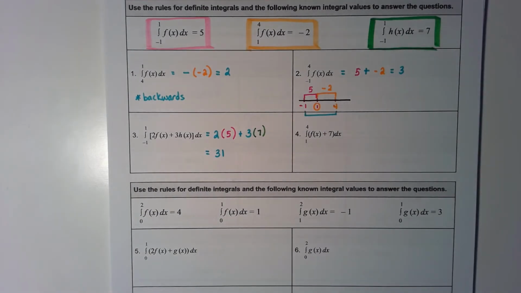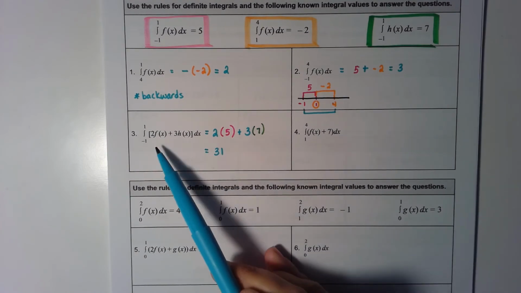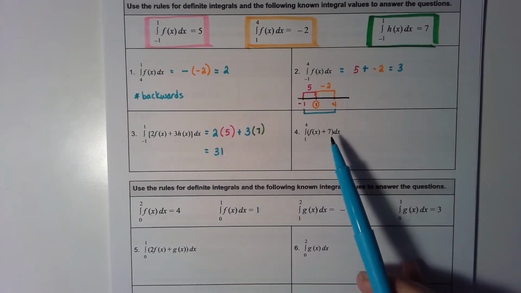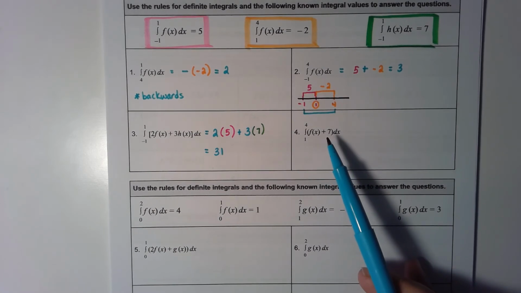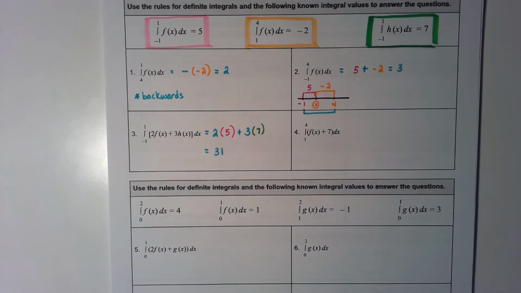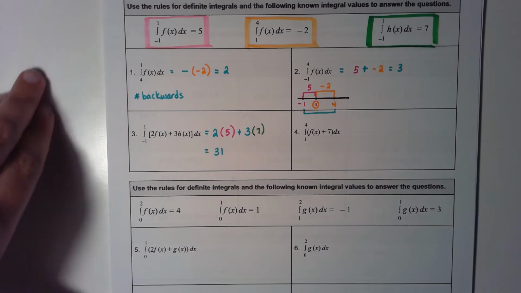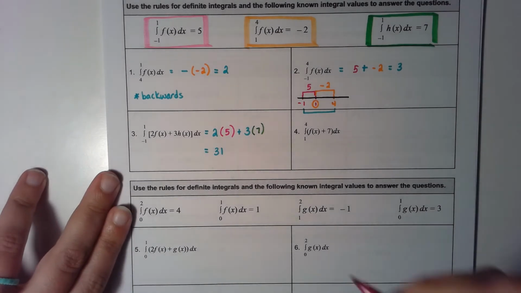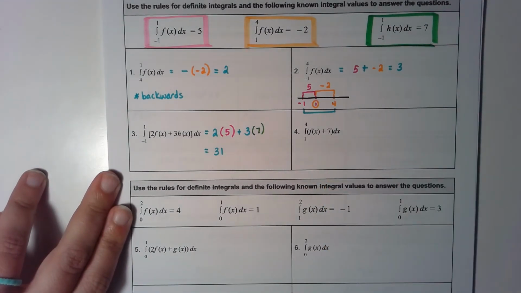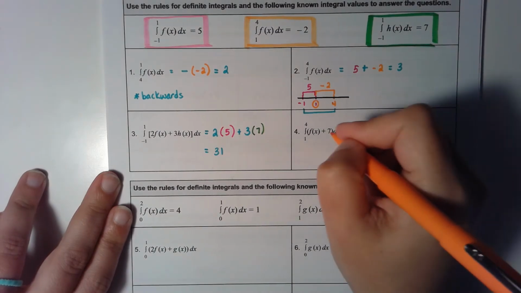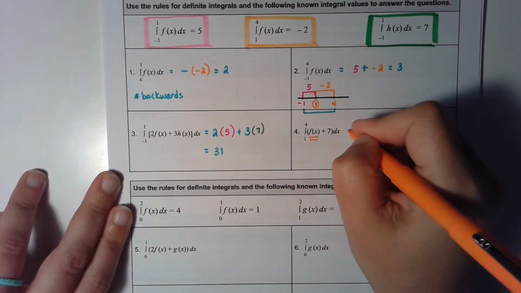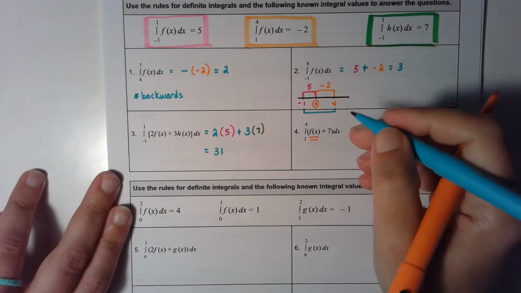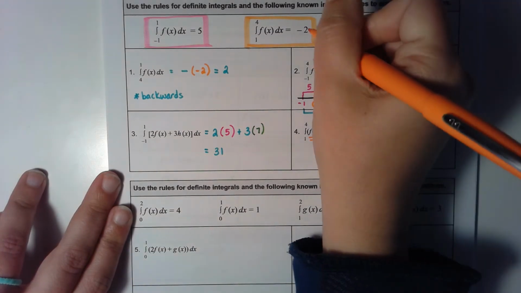Now, the last problem here, we're adding a number, not a different function. It's not f of x plus h of x. It's just a number added to my f of x function. So what that does is it shifts your graph up. So the first thing I'm going to do is figure out the area from 1 to 4 of just f of x, which I already know is just -2. It says that in the original problem up here.